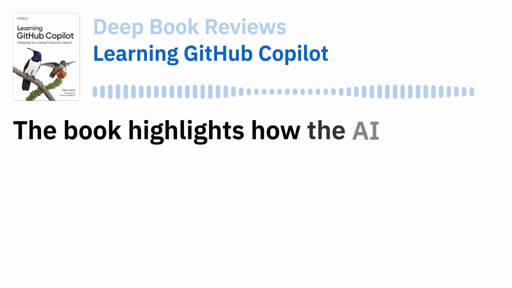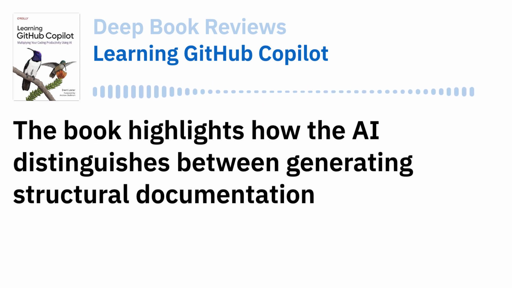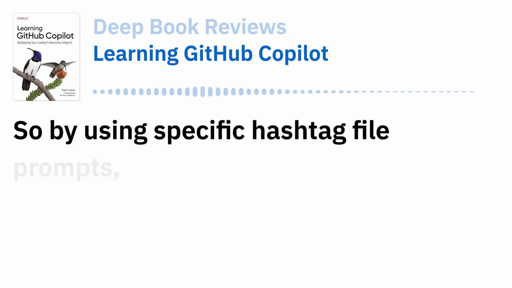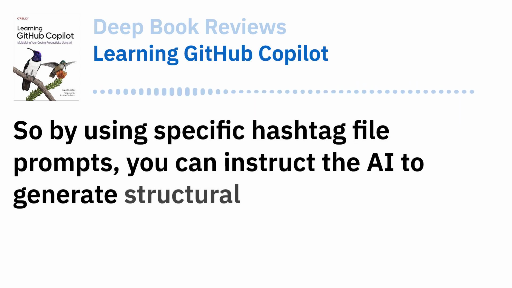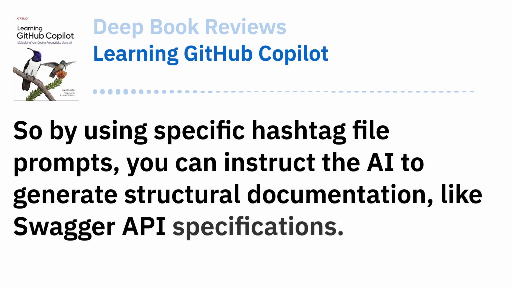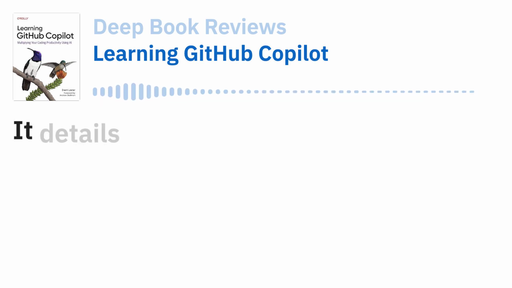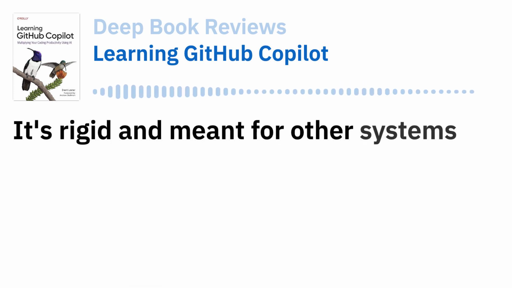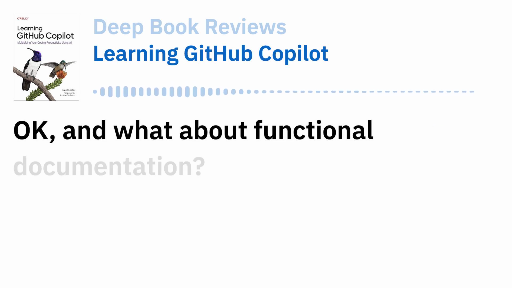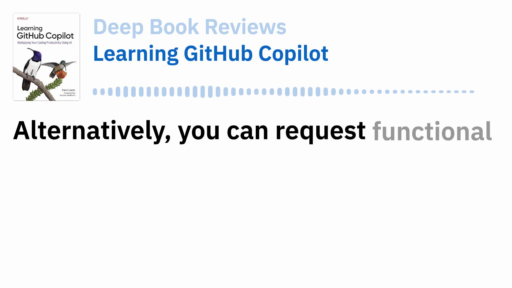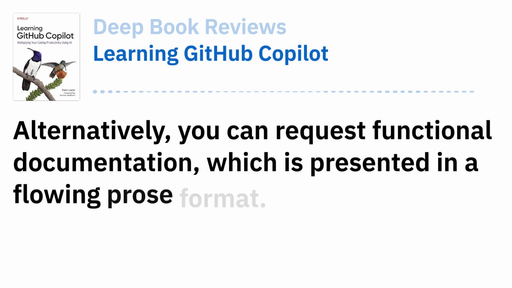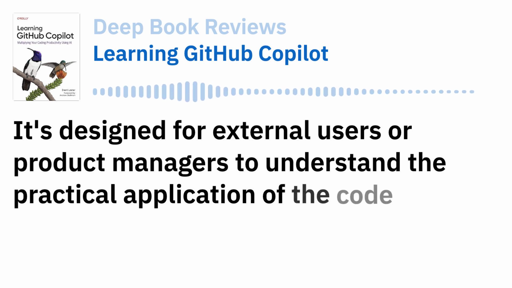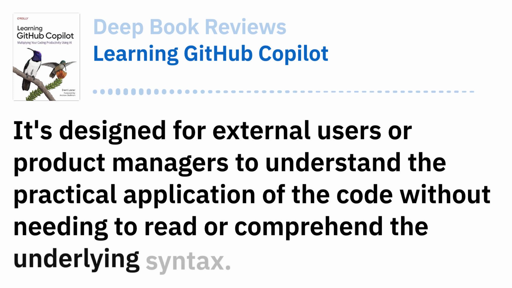The book highlights how the AI distinguishes between generating structural documentation and functional documentation. Right. So, by using specific hashtag file prompts, you can instruct the AI to generate structural documentation, like Swagger API specifications. It is super technical, right? Very. It details the highly technical endpoints, parameters, and return types. It's rigid and meant for other systems or back-end developers. Okay, and what about functional documentation? Alternatively, you can request functional documentation, which is presented in a flowing prose format. It's designed for external users or product managers to understand the practical application of the code without needing to read or comprehend the underlying syntax.